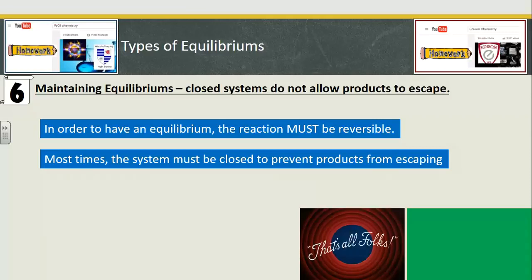So equilibriums are cycles. There's chemical equilibriums, there's physical equilibriums, and there's solution equilibriums. Chemical equilibriums, for every pair of molecules that reacts, a pair of molecules unreacts, so to speak. In a physical equilibrium, for every molecule that evaporates or melts, a molecule condenses or freezes. And in a solution equilibrium, for every molecule that dissolves, a dissolved molecule recrystallizes. So these are what equilibriums are, the three types.